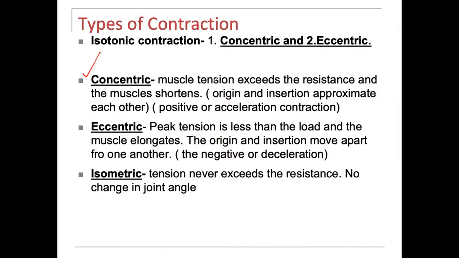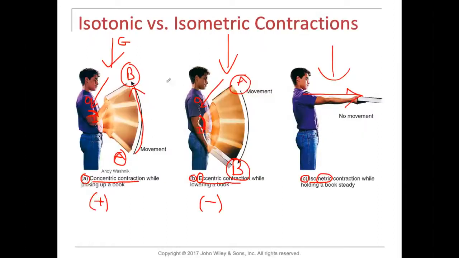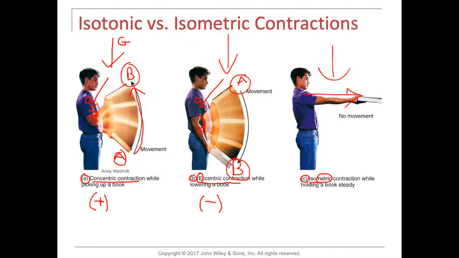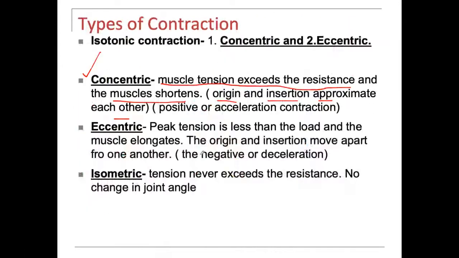So again, concentric contraction is when the muscle tension exceeds the resistance and the muscle shortens. That's what we saw here in concentric. It's when the origin and the insertion approximate each other. And that's what we saw here. Origin and insertion moved closer. When the origin and insertion moved further away, that was eccentric contraction. So eccentric is when peak tension is less than the load and the muscle elongates. It's also when the origin and the insertion move further apart from one another.